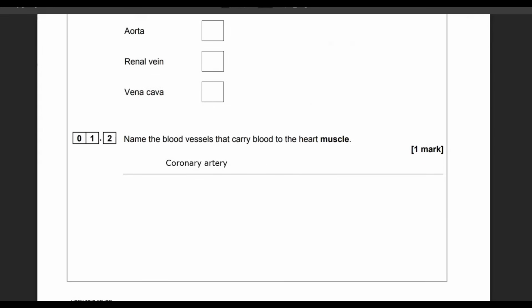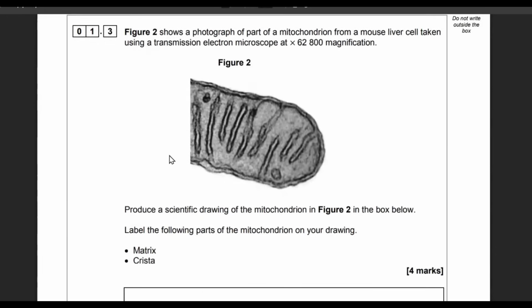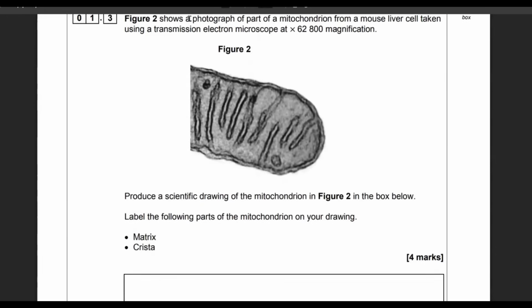Okay, let's zing on. We've done 4 marks so far out of 100. We don't want to take this long. 1.3, figure 2 shows a photograph of part of a mitochondrion from a mouse liver cell taken using a transmission electron microscope at times 62,800 magnification. That's a really big mag. Produce a scientific drawing of the mitochondrion in figure 2 in the box below.